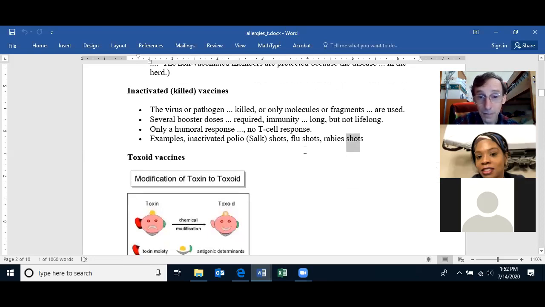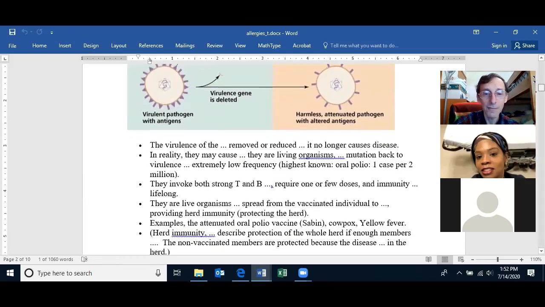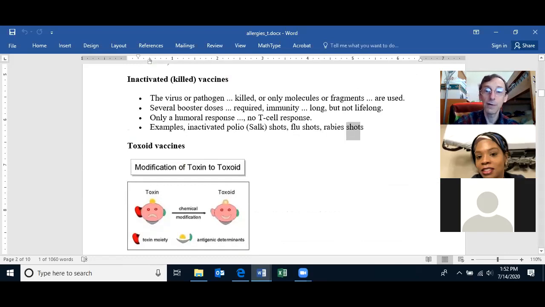Like if you've ever been given the flu mist, that's the flu vaccine, and it's a live attenuated vaccine. They give it to you as a nose drop. We don't call that a shot. So the inactivated killed vaccines are usually given either intramuscularly or intravenously, and so we call it a shot. That's just my point, okay? The name tells you it's an inactivated killed vaccine.